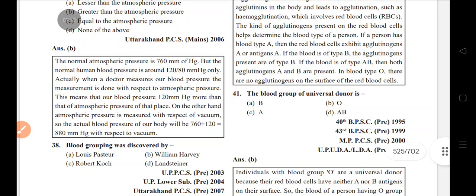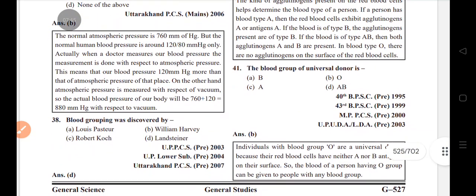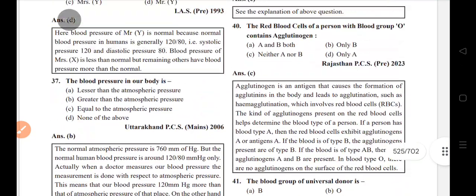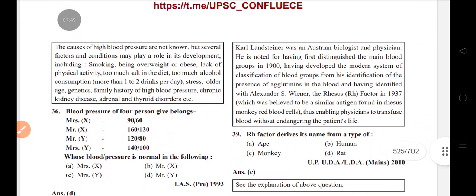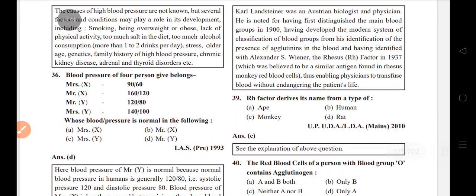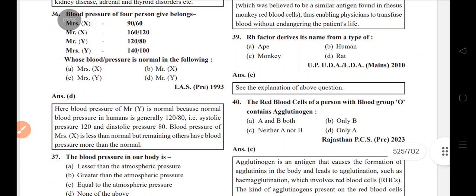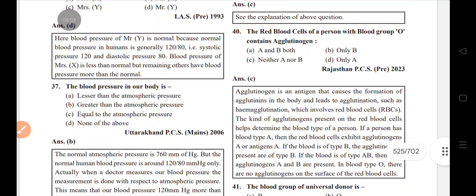Blood grouping was discovered by Landsteiner. The Rh factor derives its name from a type of monkey. The RBC of a person with blood group O contains agglutinogen, neither A nor B.